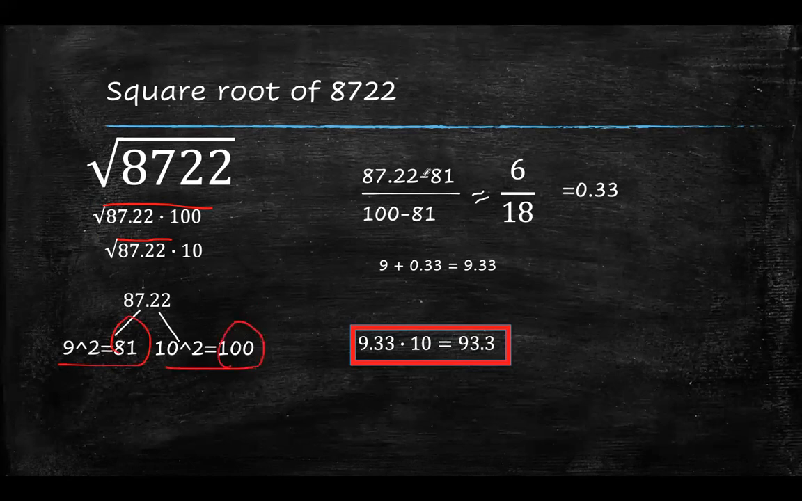On top of the fraction bar goes the number you're trying to find the square root of minus your least value. On the bottom goes both your values, but the one that's higher goes first. So that is equal to 6 over 18, which is equal to 0.33. Now we add this 9. We add the 9 because that is our least value. 9 squared is going to be our least value, so you have to add this 9. 9 plus 0.33 is equal to 9.33. And as I said, we have to take this 10 and multiply it over here. So 9.33 times 10 is equal to 93.3.